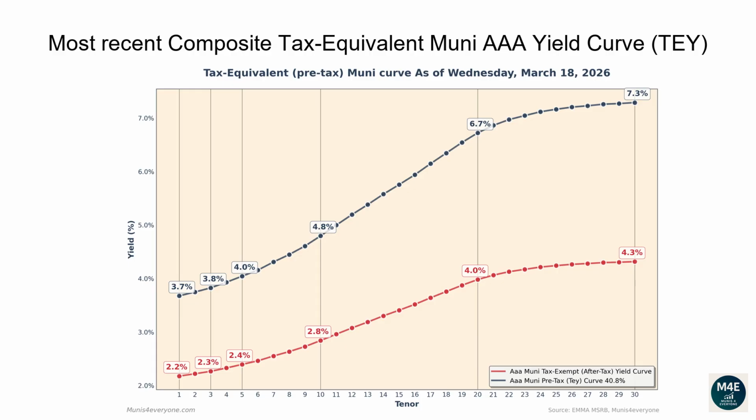The one-year tax-exempt yield is 2.18%, corresponding to a 3.68% tax-equivalent yield for investors in the top tax bracket. The two-year tax-equivalent yield is 3.75%. The 5-year tax-equivalent yield is 4.04%. The 10-year tax-equivalent yield is 4.8%. The 20-year tax-equivalent yield is 6.72%. The 30-year tax-equivalent yield is 7.29%.